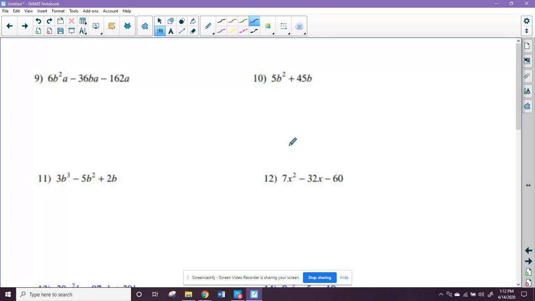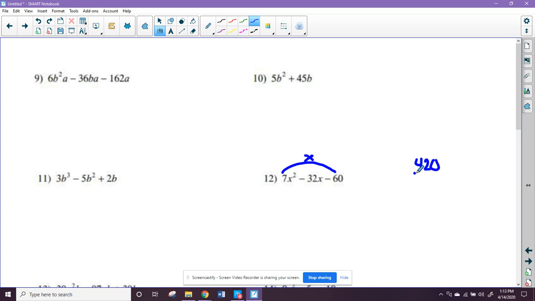Okay, so for number 12, let's start. Very first thing, greatest common factor. Do we have a number that we can take out of all three terms, 7, 32, and 60? The only number that goes into 7 is 1 and 7. 7 does not go into both 32 and 60. So that does not work. So we have to factor. So we have a 7 out here, so we have to take 7 times 60. We have to multiply these two. And when we multiply those two, we get 420.